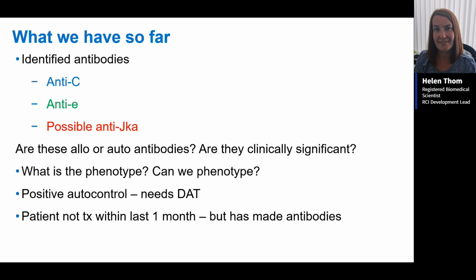So this raises questions: are the alloantibodies and the autoantibodies clinically significant or not? What's the phenotype? Can we do a phenotype? The patient's got a positive autocontrol, so we do need to do a DAT. In terms of an eluate, the patient hasn't been transfused in the last month, but they have made antibodies, and I would be inclined to perform an eluate on this patient.